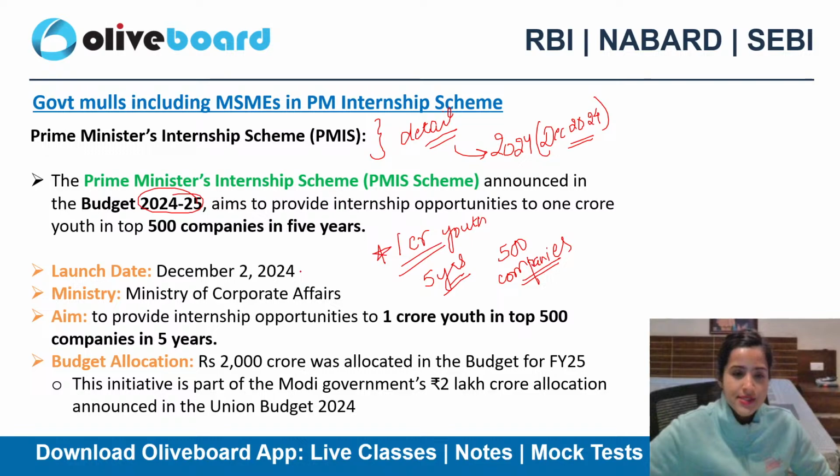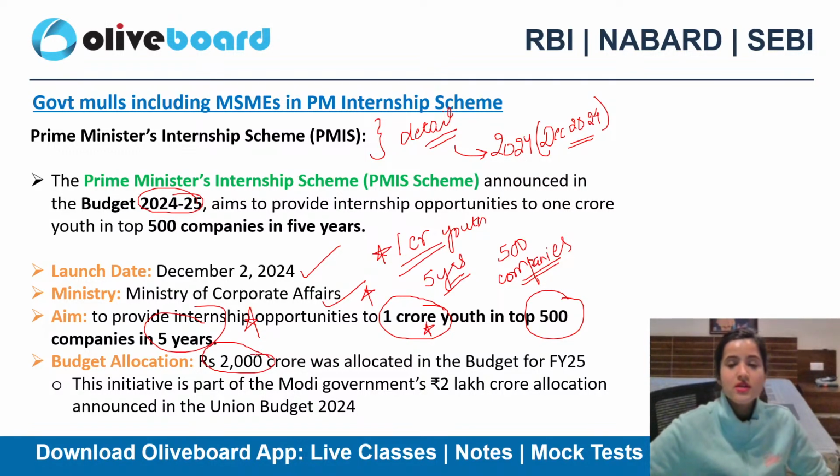The launch date is December 2024. Ministry of Corporate Affairs, this is important because this can also be asked directly. It provides internship opportunity to 1 crore youth. This is important. You have to remember 1 crore youth in top 500 companies in 5 years. Very important. Budget allocation 2000 crore. You can see the budget allocation type of questions are also asked. So you need to know this also. Rupees 2000 crore was allocated for this.